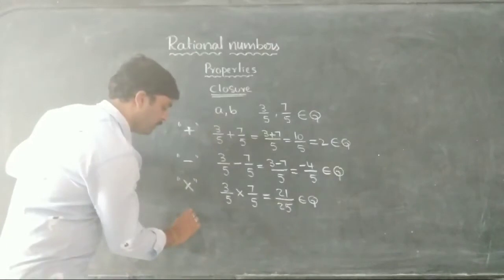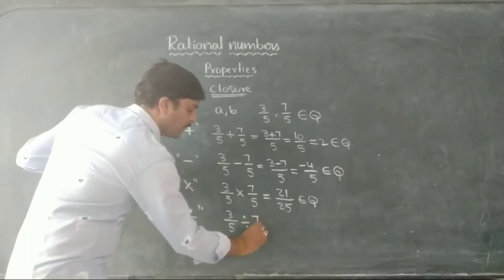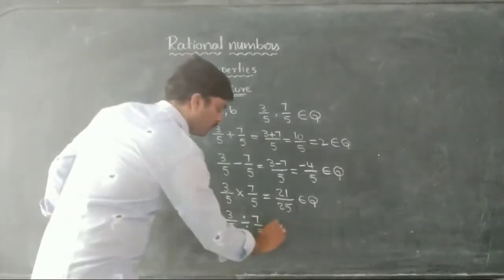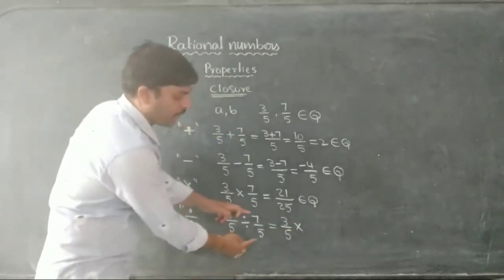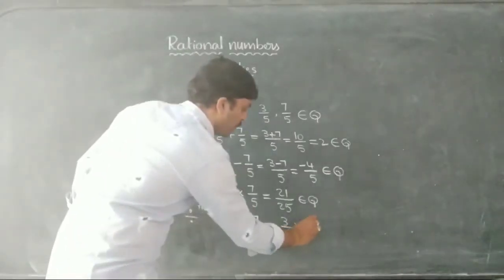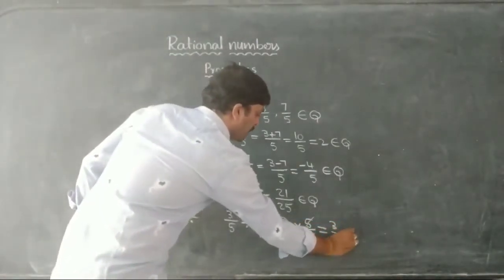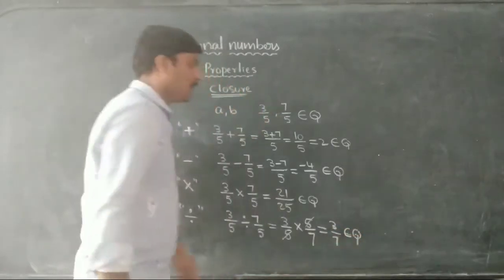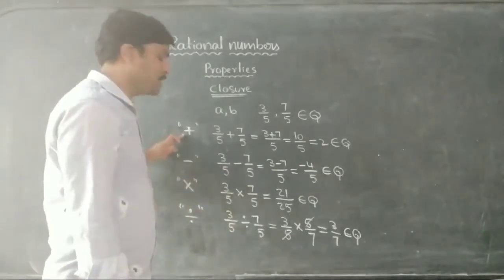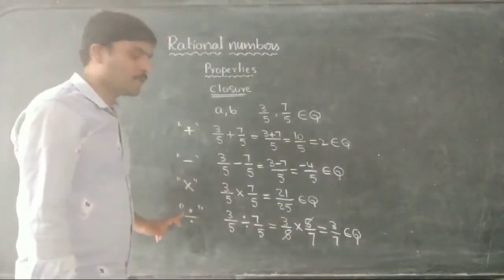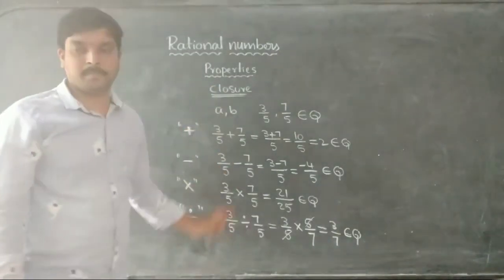Next, division. 3 by 5 divided by 7 by 5 is equal to 3 by 5, and if the symbol changes into multiplication, the fraction becomes its reciprocal, 5 by 7. Here 5 cancels, and the final answer is 3 by 7, which also belongs to rational numbers. Rational numbers are closed under addition, subtraction, multiplication and division. For all the operations, rational numbers are closed.